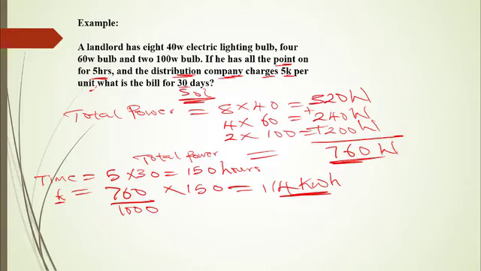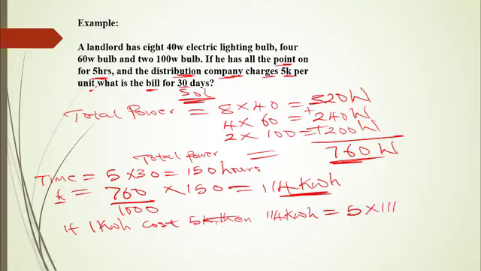Now we're asked to calculate what the bill will be for 30 days. We have to remember that if 1 kilowatt hour costs 5 kobo, then 114 kilowatt hour is going to become 5 kobo times 114, and our answer will become, in naira, 5.70 naira. Actually it was 570 kobo, but we just have to convert it to naira by dividing it by 100, and then we have 5.70 naira.